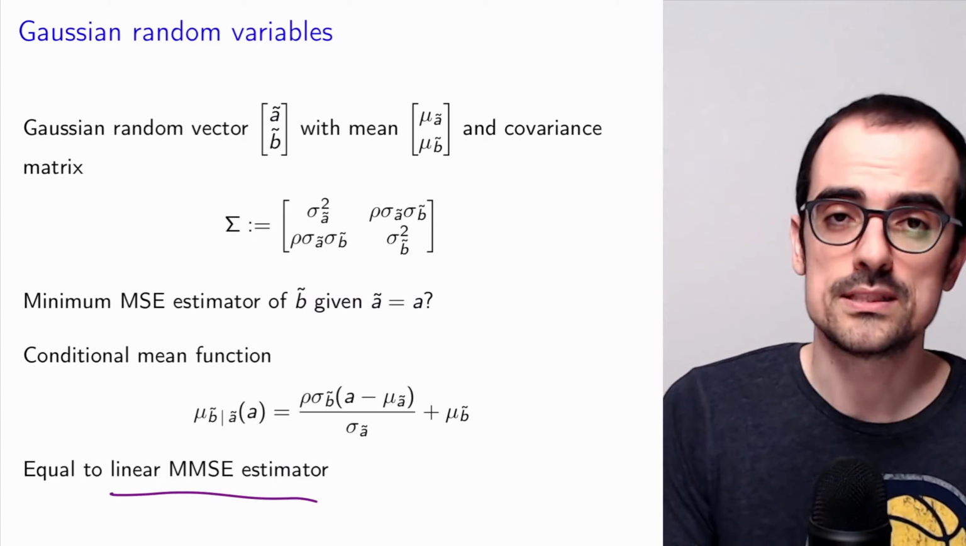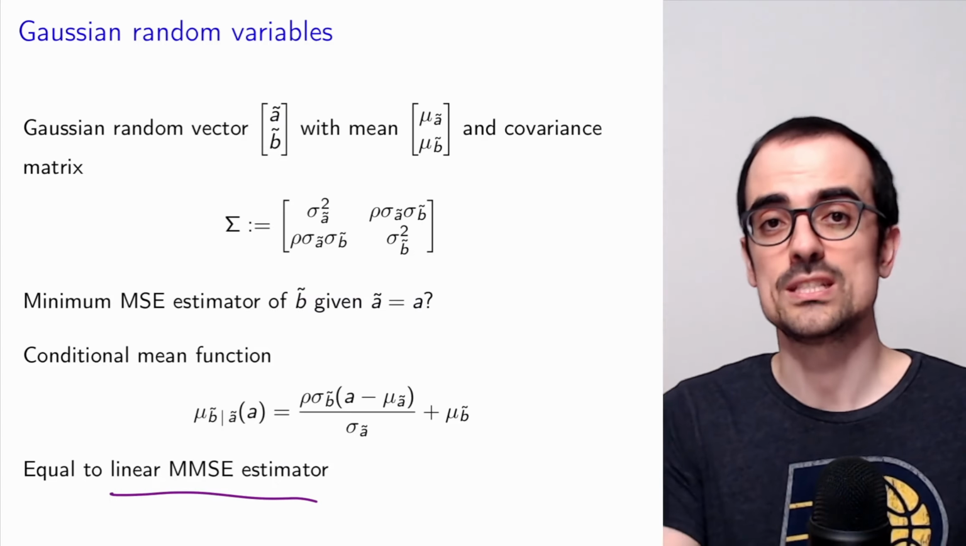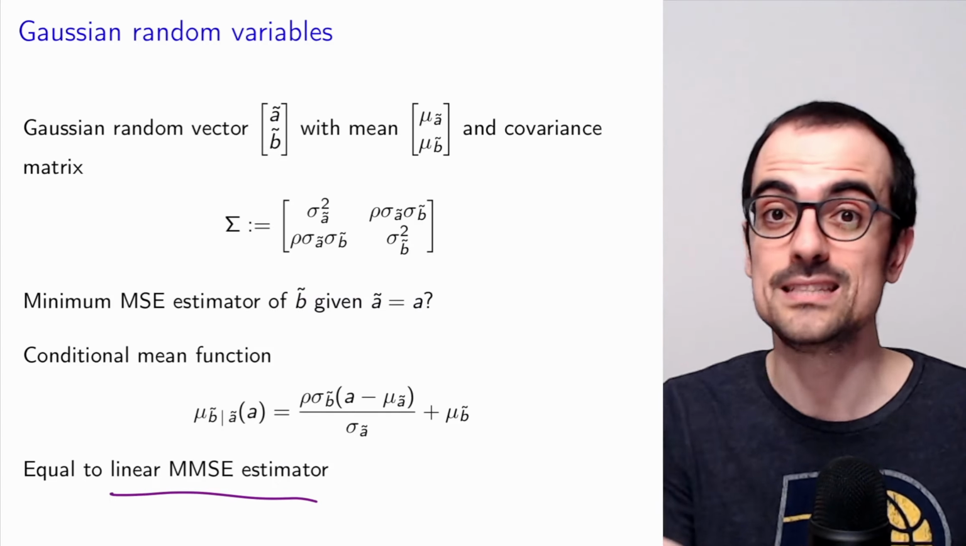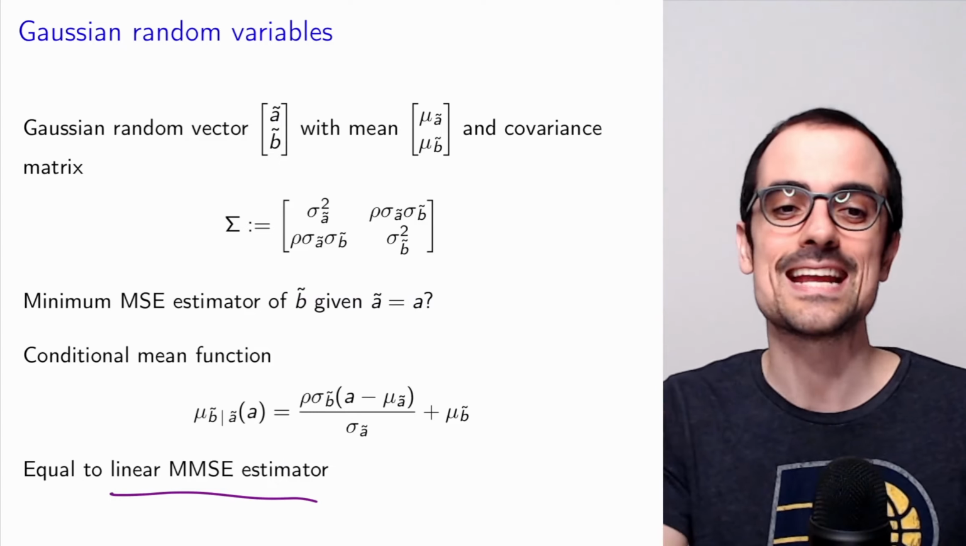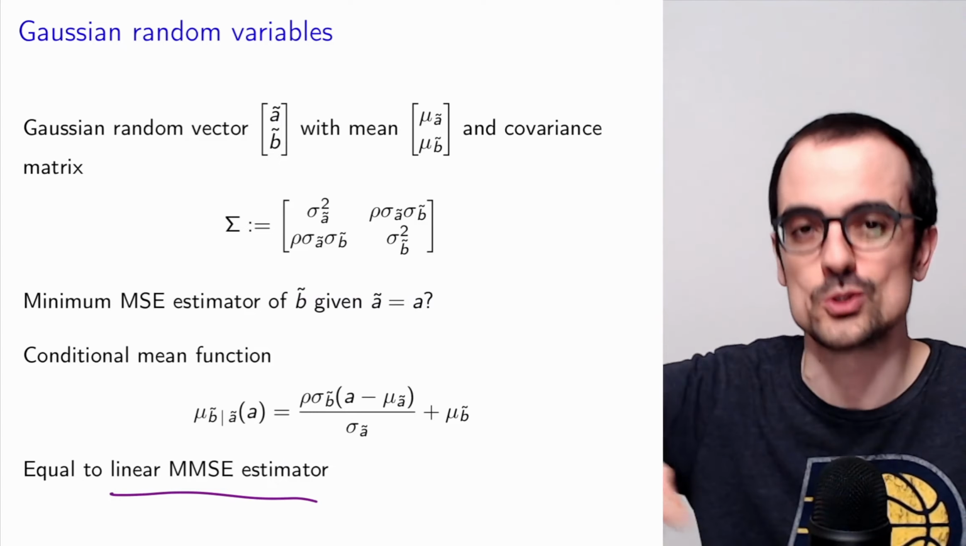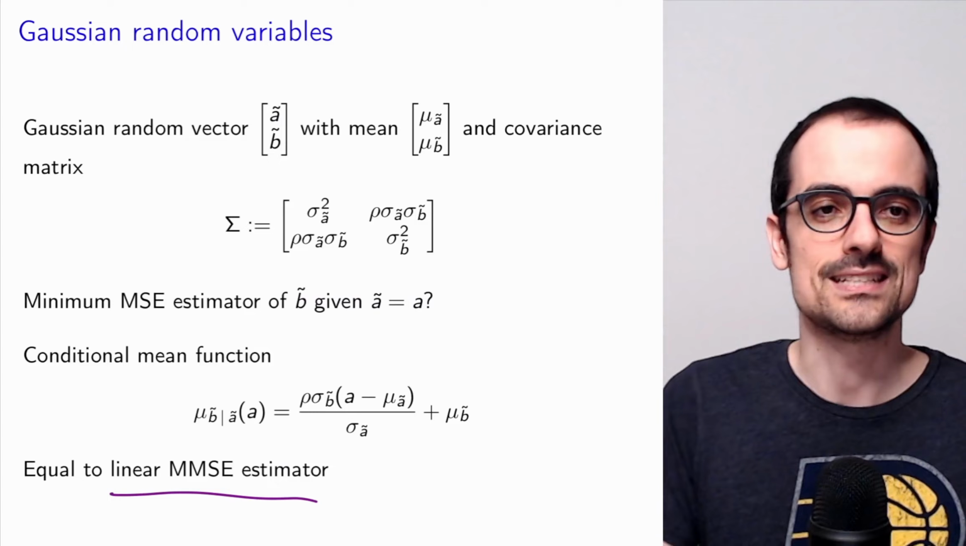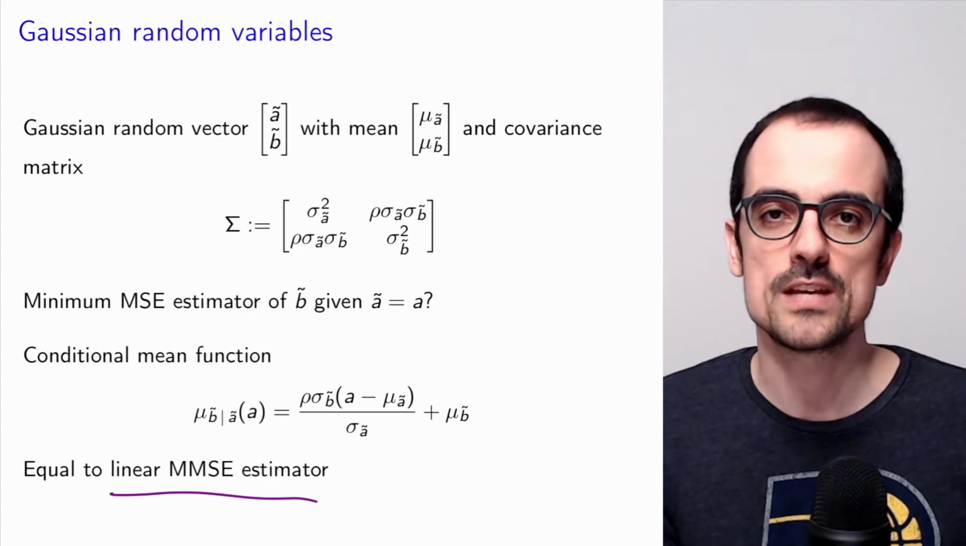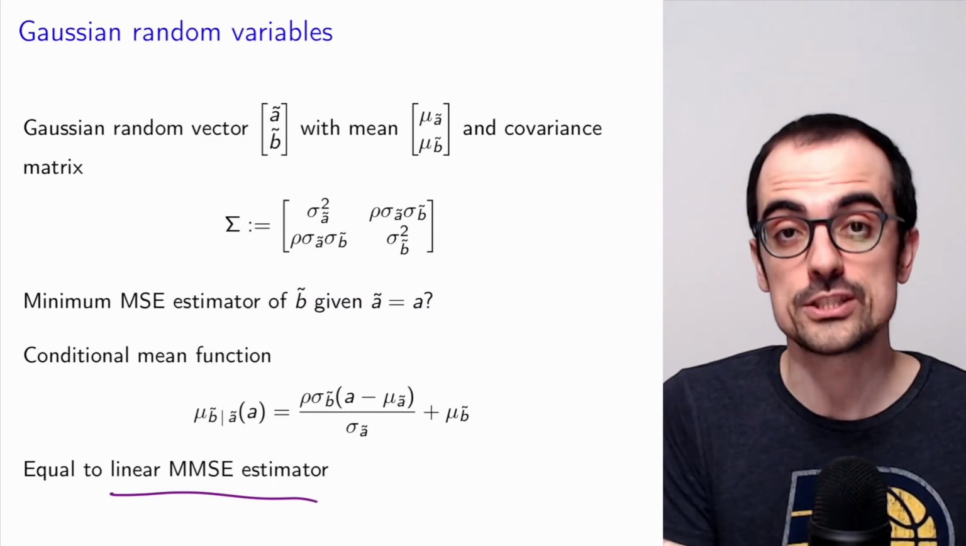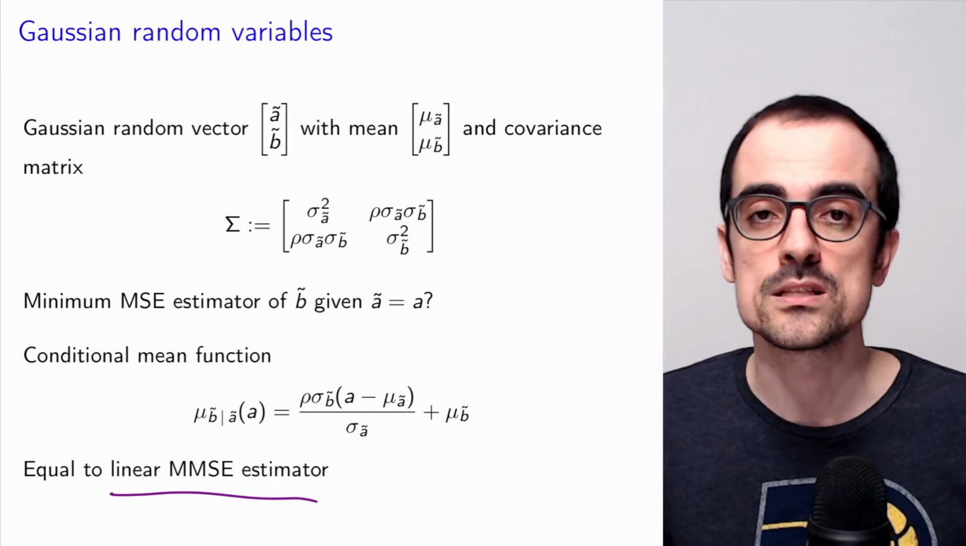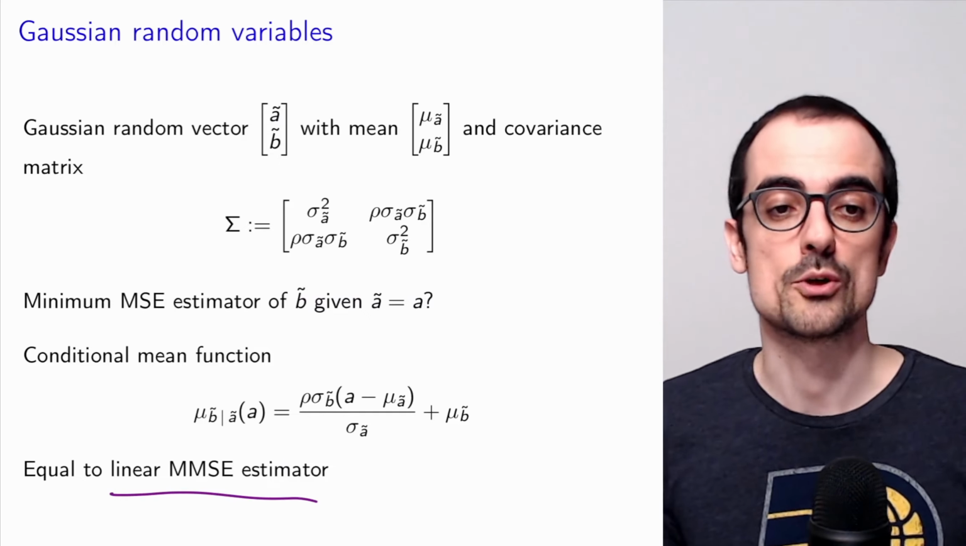This just shows that for Gaussians, dependence between Gaussians is completely linear. So we're not going to gain anything by using the nonlinear estimator. We're just going to obtain a linear function. This is in line with what we had seen in the previous video, where we saw that the correlation coefficient completely governs dependence between two random variables with zero mean and unit variance.